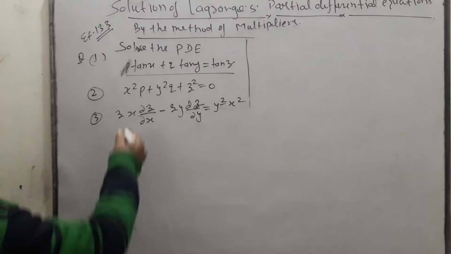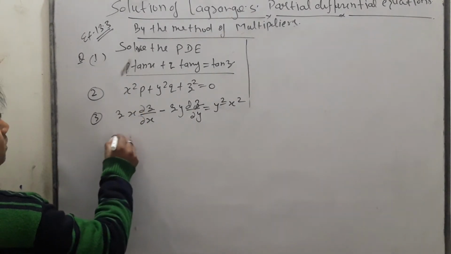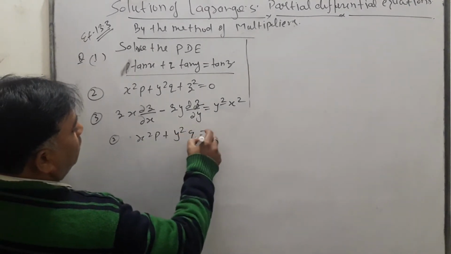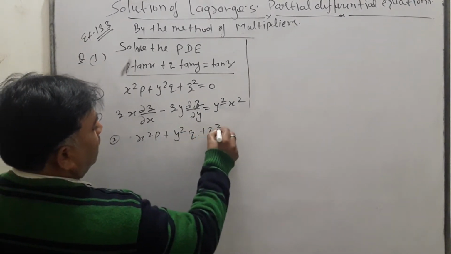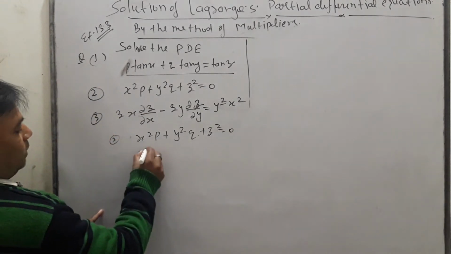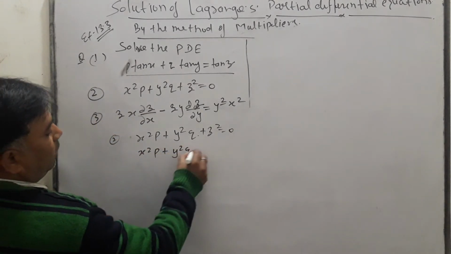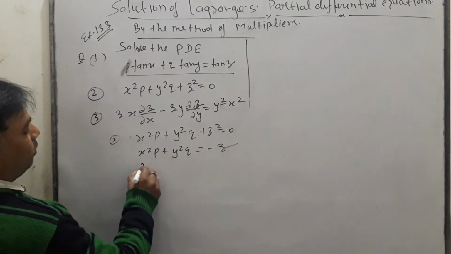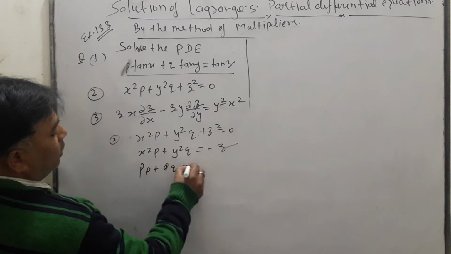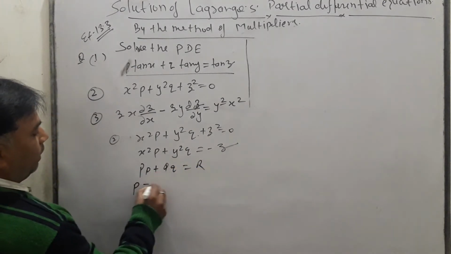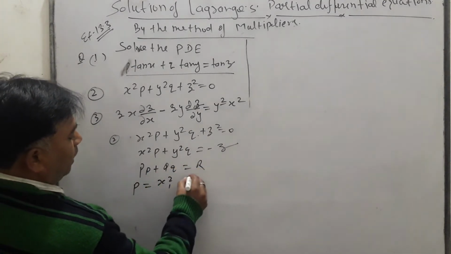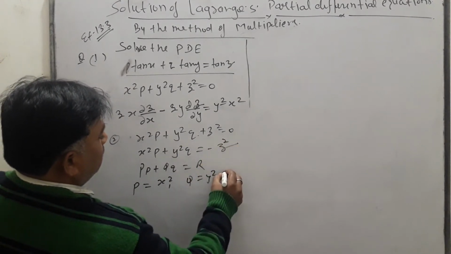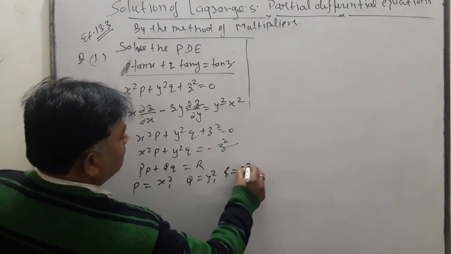Second question: x square p plus y square q equals minus z square. Compare this equation with the standard form Pp plus Qq equals R. Then capital P is x square, capital Q is y square, and R is minus z square.